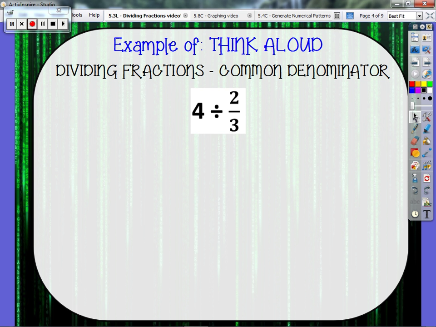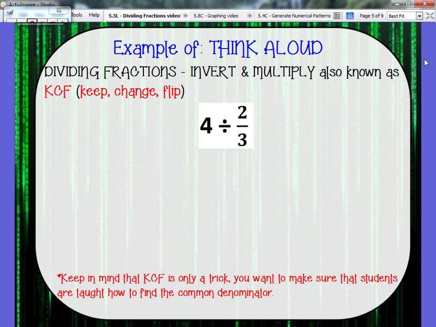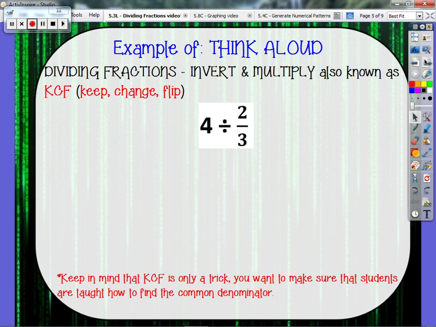Now, we also have what we have here when dividing fractions, inverting and multiplying, which we all know as KCF, or keep, change, flip. Okay? So in this situation, you need to keep in mind that this is more of a trick. So you need to make sure that you're teaching the kids how to find the common denominator before going into teaching them the trick here.